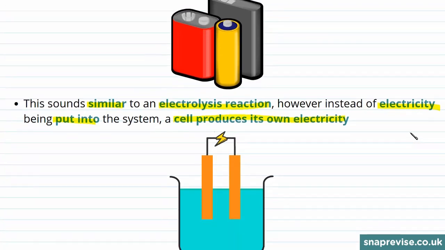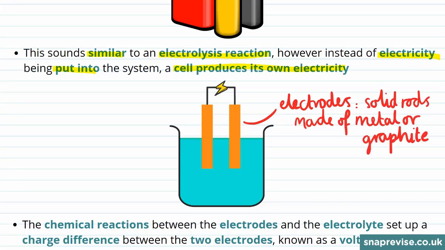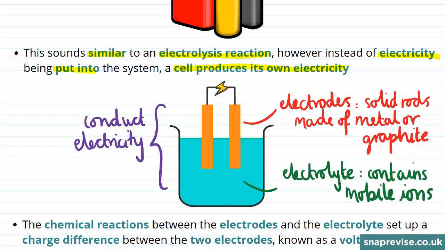In this diagram, you can see the general setup of a cell, where we can see the electrodes, which are solid rods made out of metal or graphite. These electrodes will conduct electricity through the electrolyte, which is a compound which is a liquid or a solution containing mobile ions. The electrodes and electrolyte are chosen because they conduct electricity. And in a cell, this electricity is produced between reactions between the electrodes and the electrolyte.